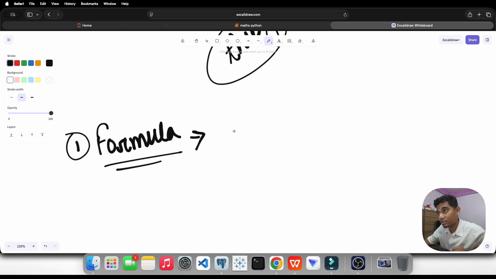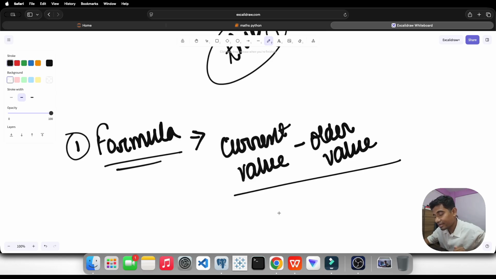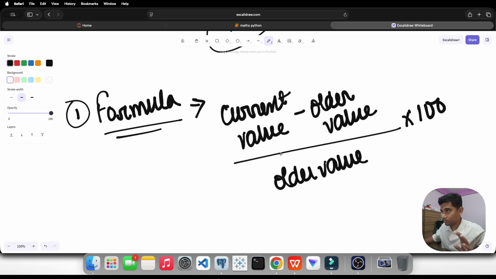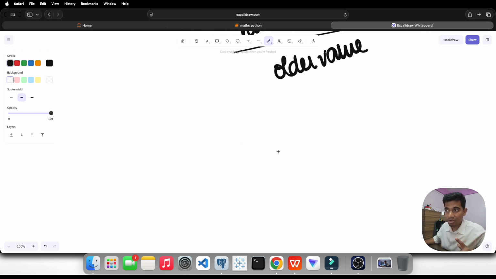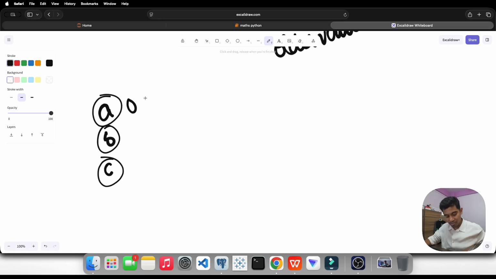So formula for this is current value minus older value divided by older value into 100. This is the formula. Okay. So if we learn about the formula in three parts, there are three parts of the formula.